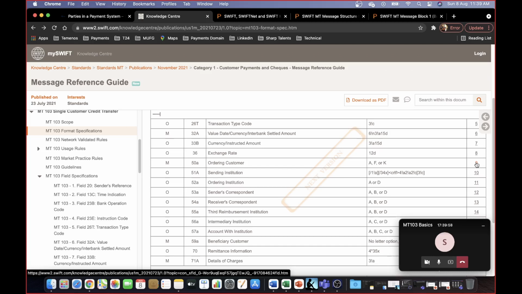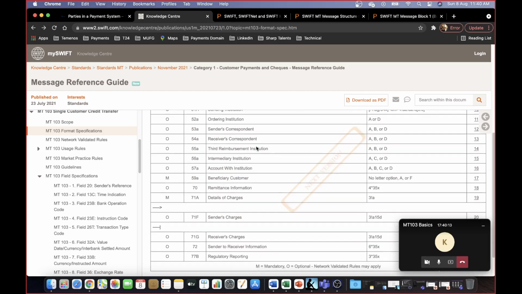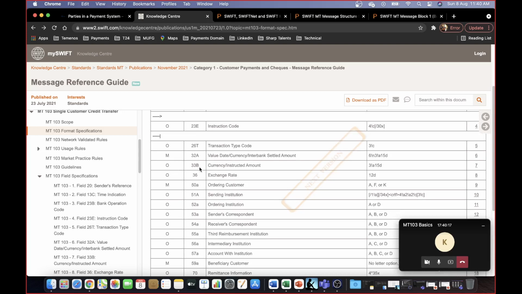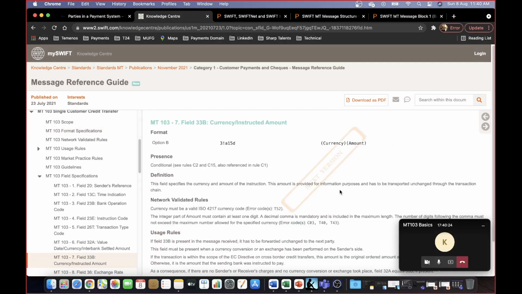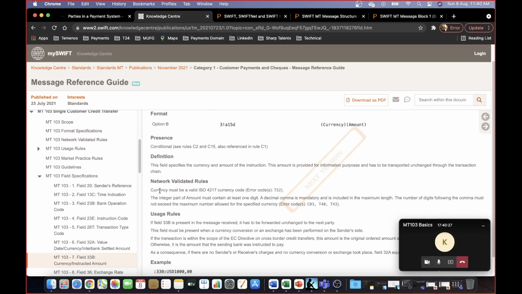Actually, in SWIFT 2020, as part of the 2020 standard, they have introduced this as mandatory. Earlier, it was not. It is conditionally mandatory in certain cases. If you have tag 71G present, then you need to have 33B. You can view that by going to tag 33B, where you can see the presence is conditional. See rules C2 and C15.